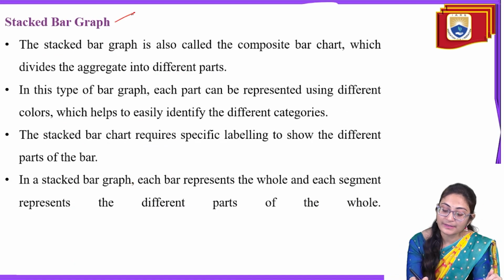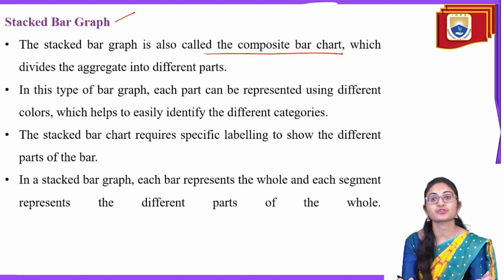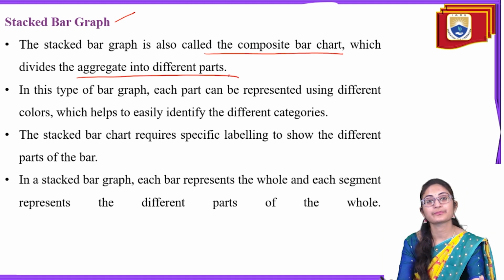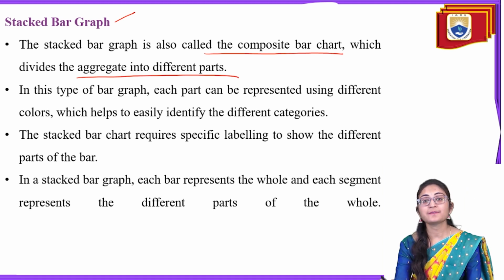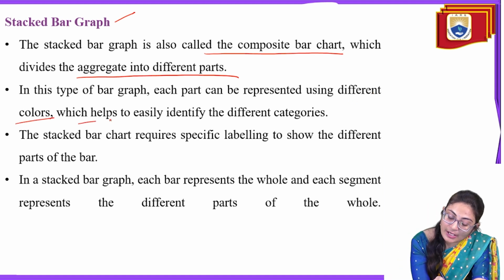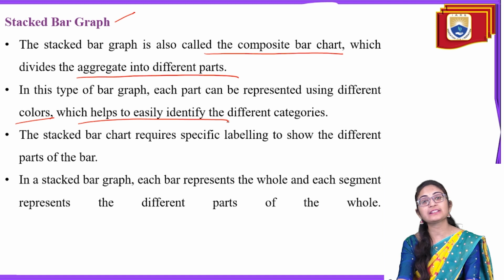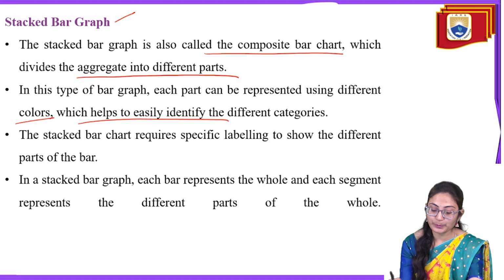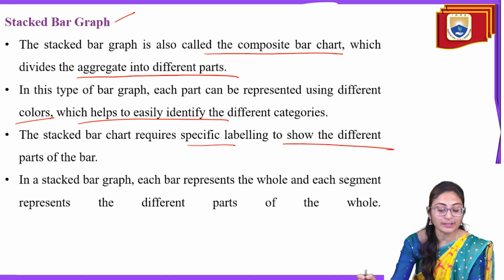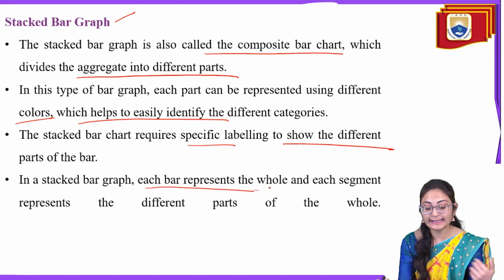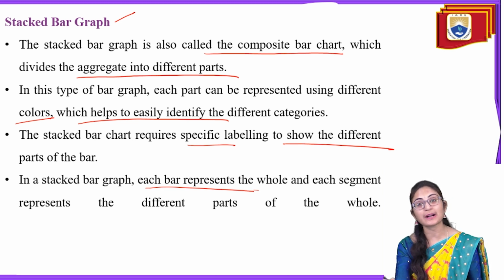Then the stacked bar graph. The stacked bar graph is also called the composite bar chart, which divides the aggregate into different parts. In this type of bar graph, each part can be represented using different colors, which helps to easily identify the different categories. The stacked bar chart requires specific labeling to show the different parts of the bar. In a stacked bar graph, each bar represents the whole and each segment represents the different parts of the whole.